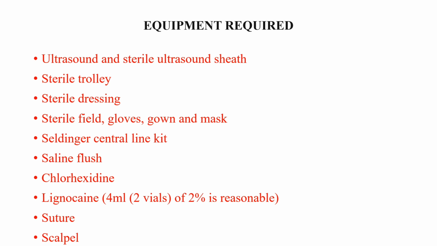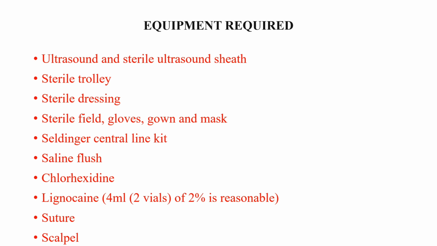Next, we are moving to the equipment. What equipment is required during the CVP line insertion? First, an ultrasound and sterile ultrasound sheath, a sterile tray and sterile dressing, and then sterile gloves, gown and mask, and shielding, central line kit, saline flush and chlorhexidine.